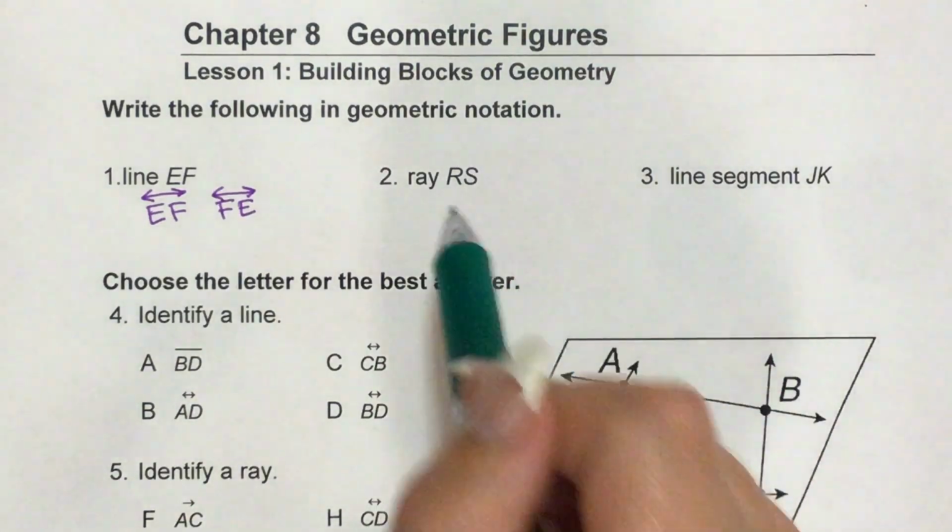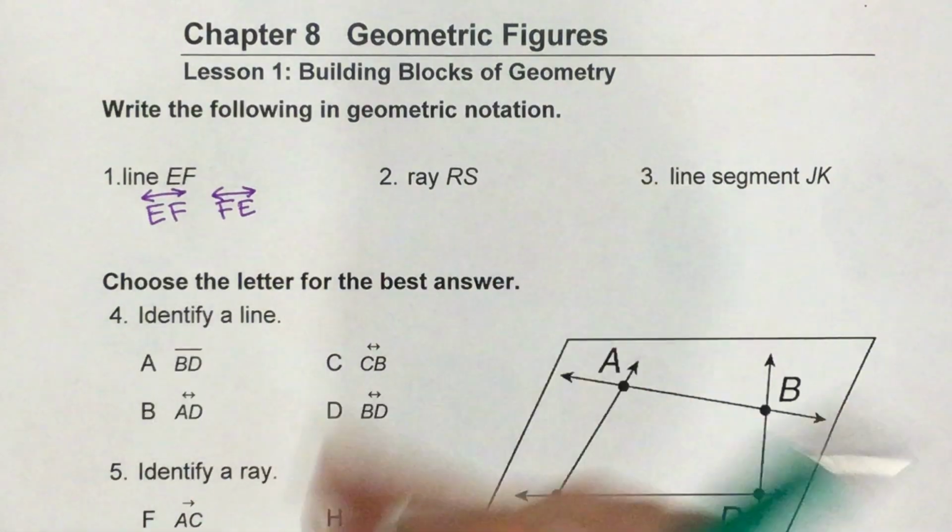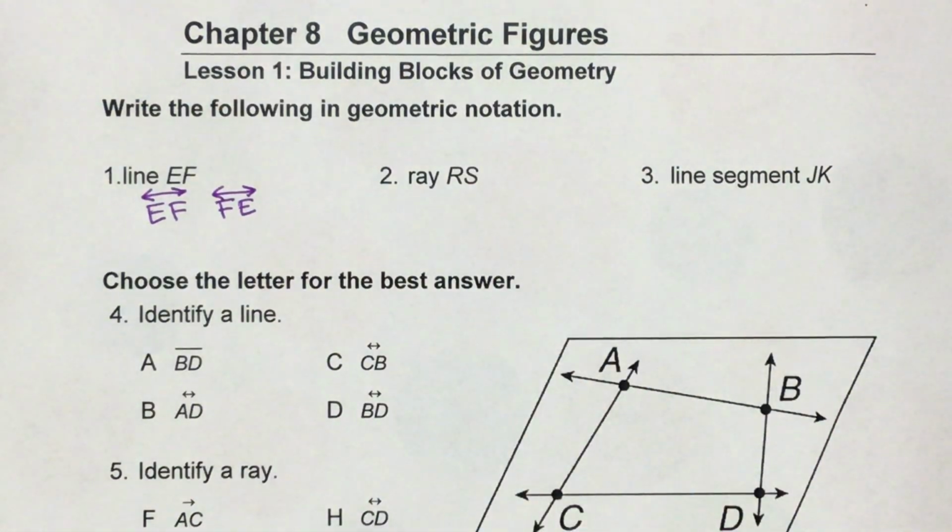On to this one too, Ray RS. Ray RS would be written with a capital R and a capital S, and we would write it down on the piece of paper like so.